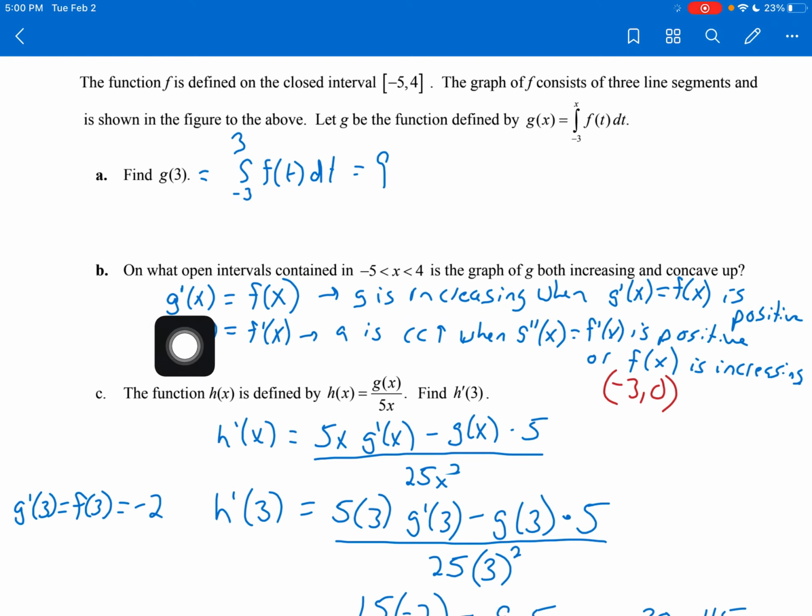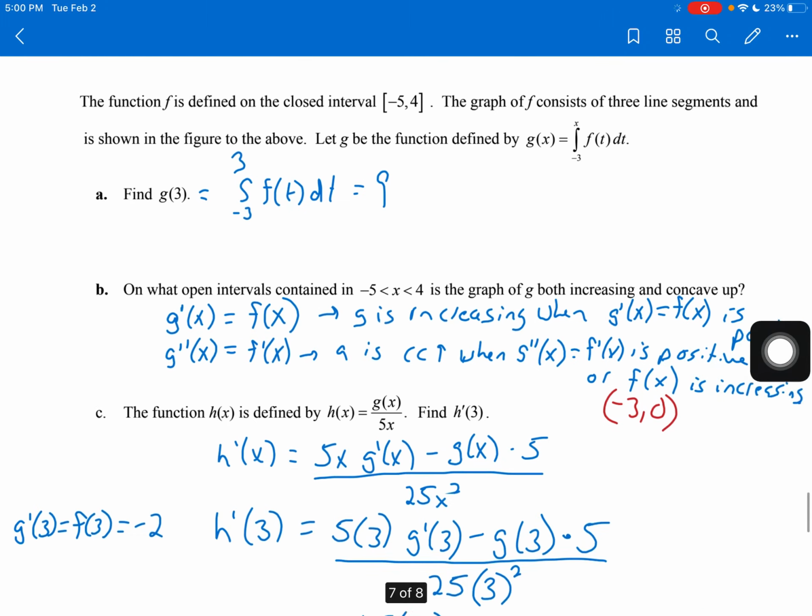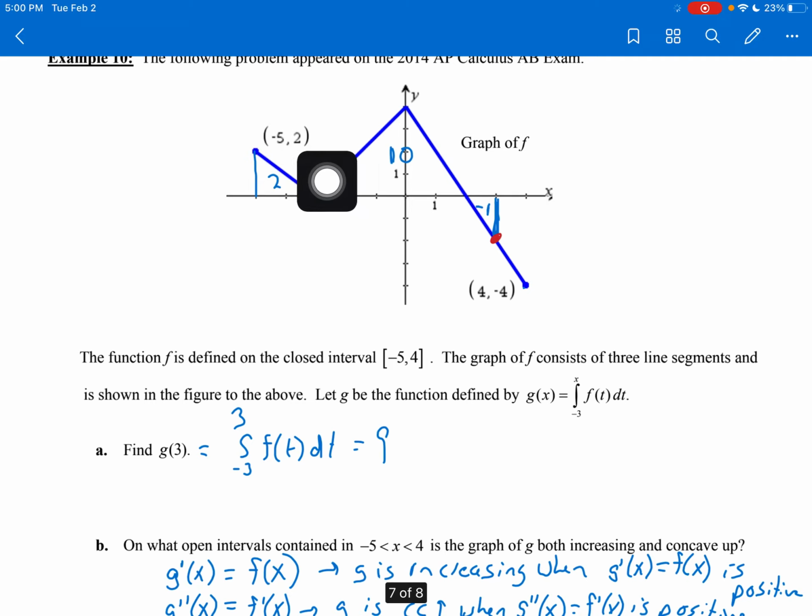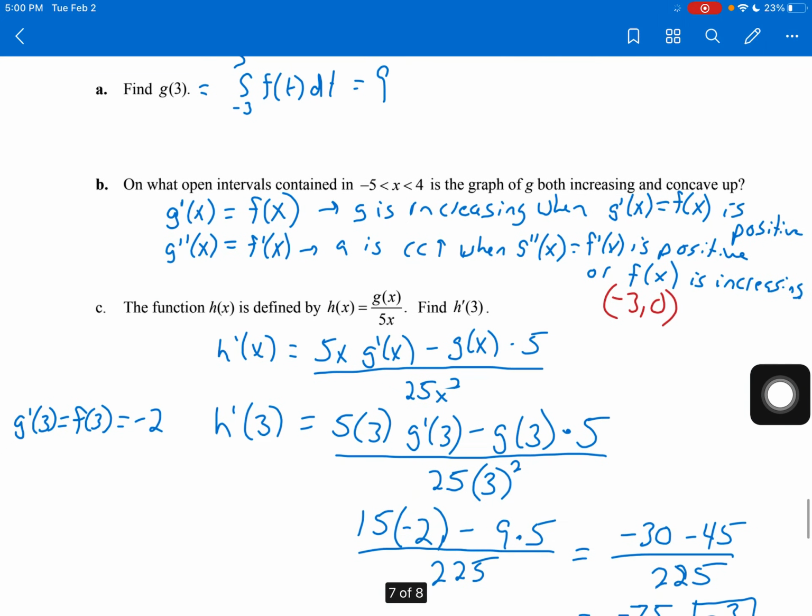So g would be increasing when g prime is positive. And since g prime is equal to f of x, we want to look up above and see where f of x is positive. That's part of it. We know f of x is positive in this area here, not this stuff, so this is automatically eliminated. But now we need to think about also being concave up.